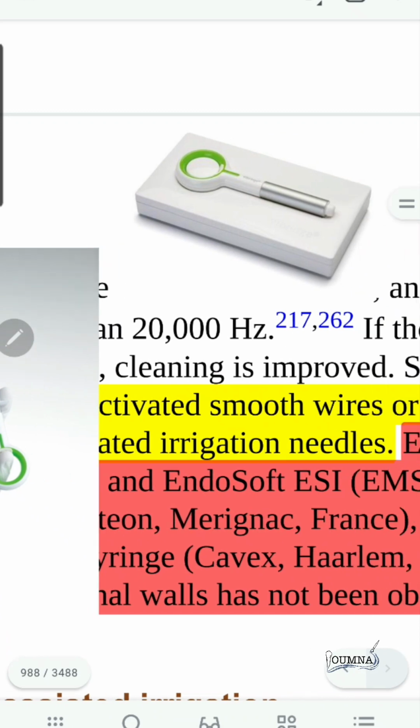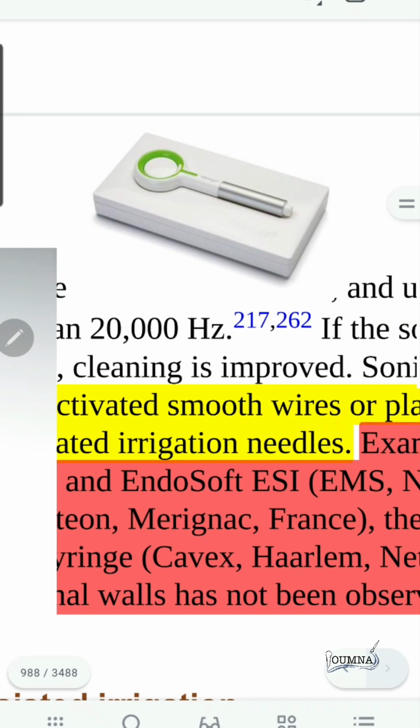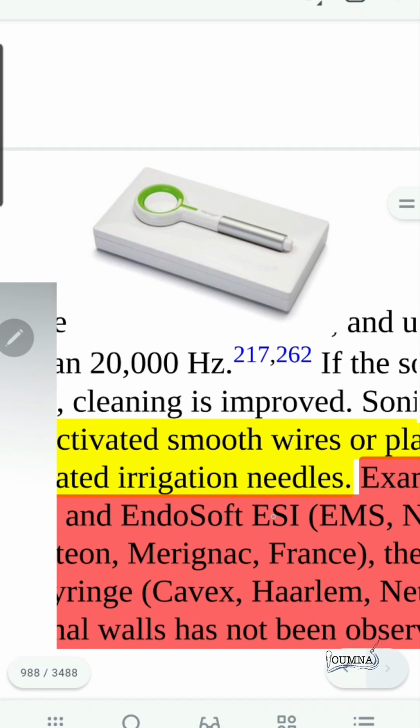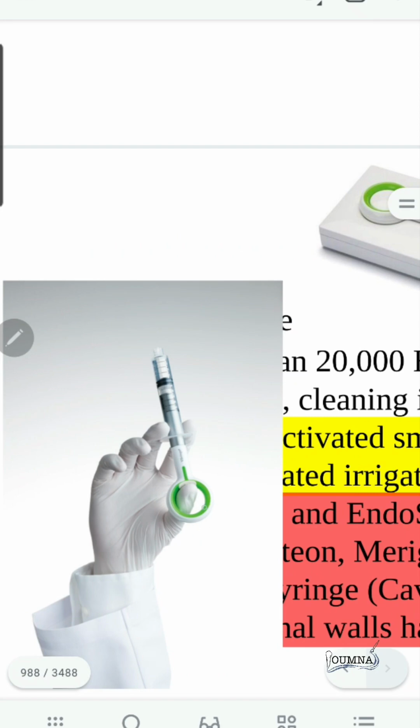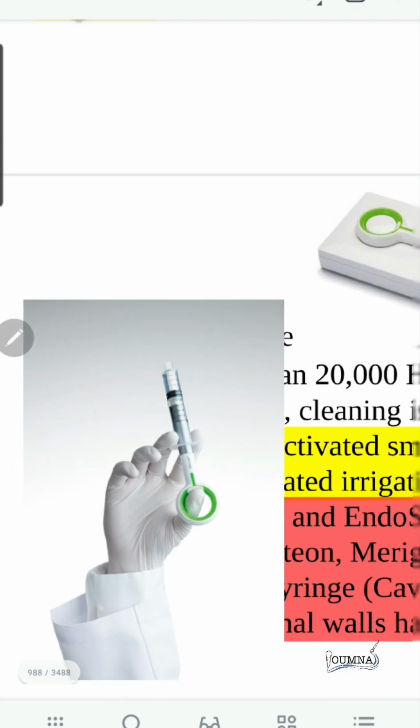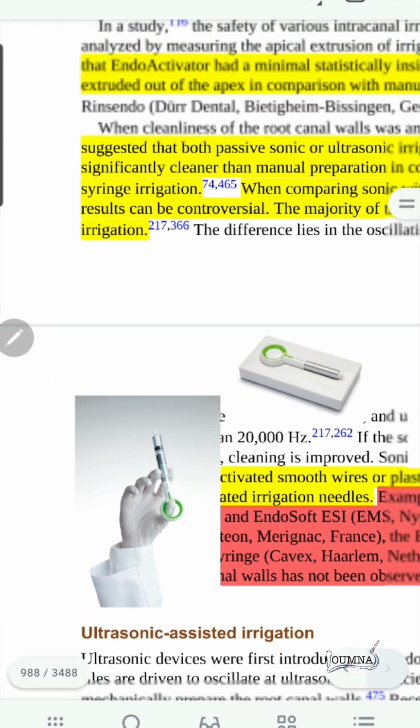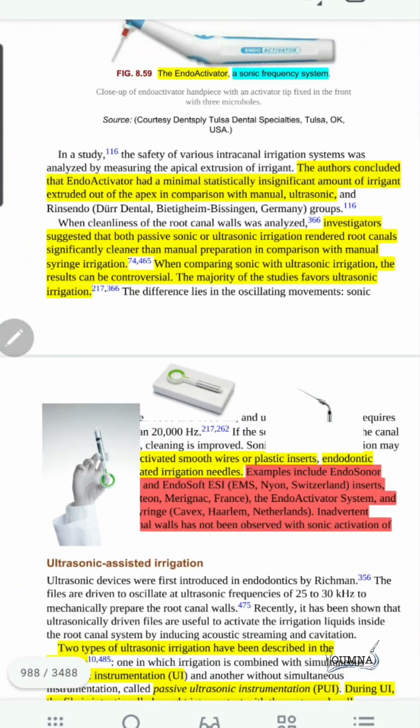We inject here the syringe with the hypochlorite inside it. Then we push the button that goes this way to cause vibration, a sonic vibration of the irrigant, the solution inside the canal.